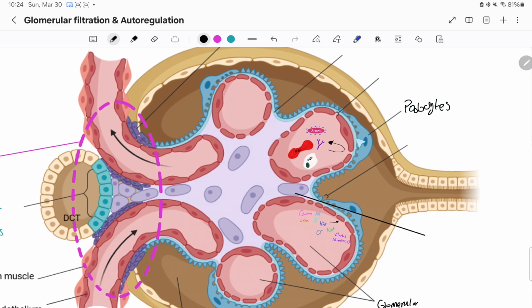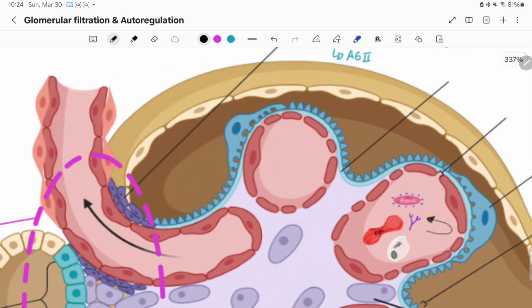Podocytes. And these podocytes, as you can see, have these little finger-like projections, or foot processes, that surround the outer layer of these glomerular capillaries. They form a barrier, if you will, all right? And obviously, you should know that these glomerular capillaries are made up of only one endothelial cell layer.